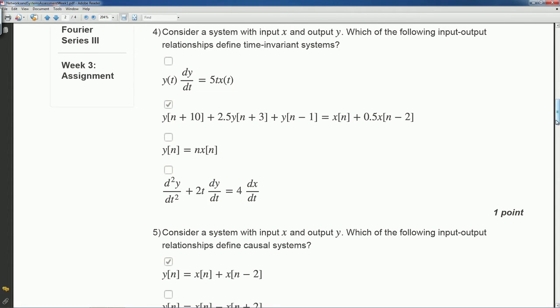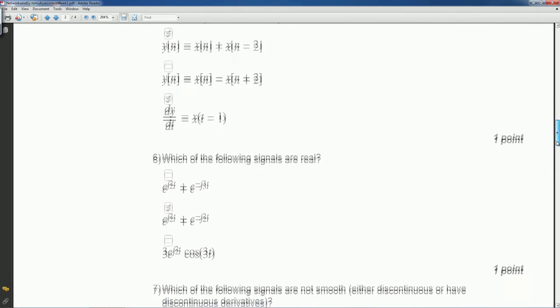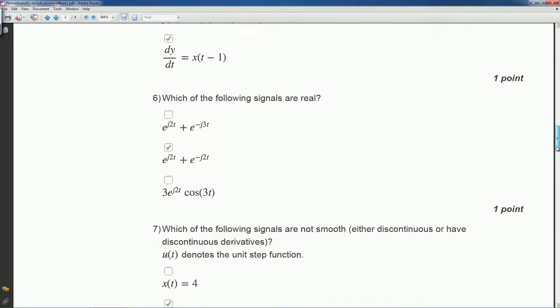So, I am going to skip the causality question, as it turns out the answers are first and third. And which of the following signals are real? It is again an easy definition of the real number system. A useful hint is a number x is real if x equals x conjugate. That's the way to check if some complicated function is real or not.